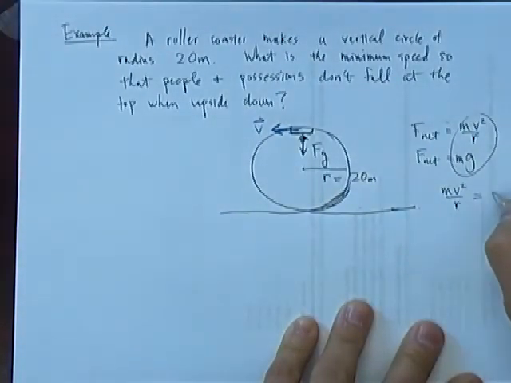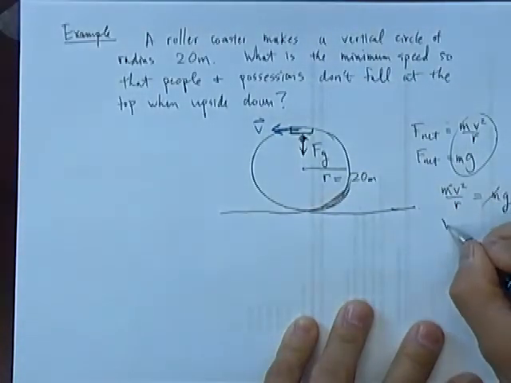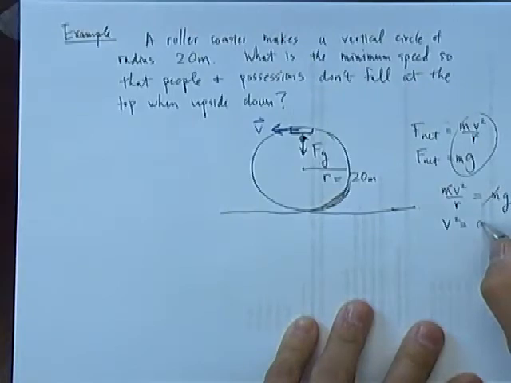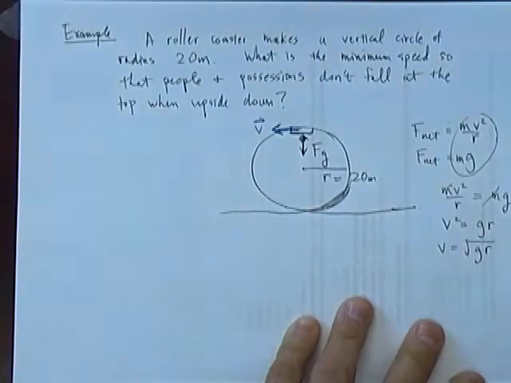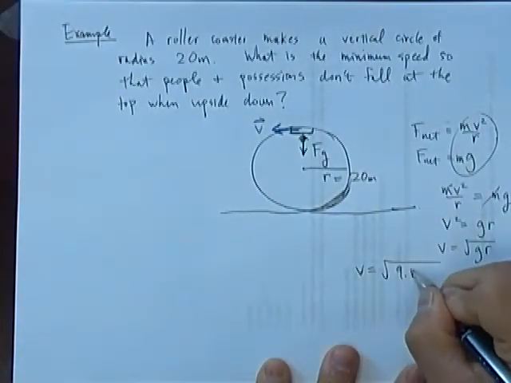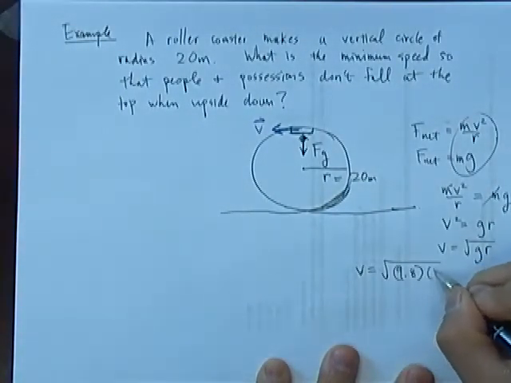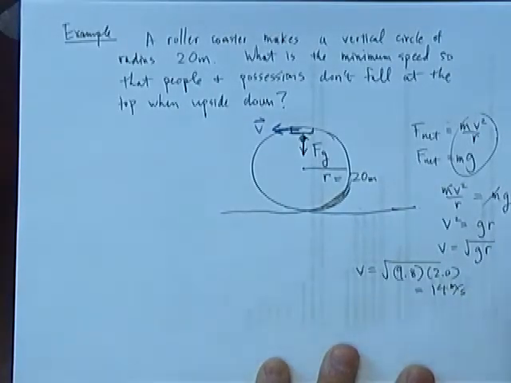So we just set these two equal to each other. mv squared over r is equal to mg. Then we can cancel the m's, and we have v squared is equal to g times r, and v is equal to the square root of g times r. Now we can solve: square root of 9.8 times 20, where 20 is the radius. And so that comes out to about 14 meters per second.